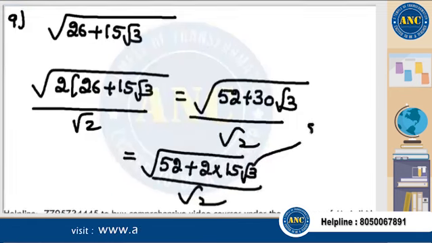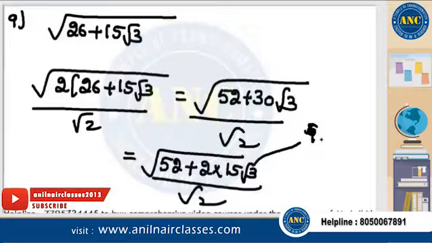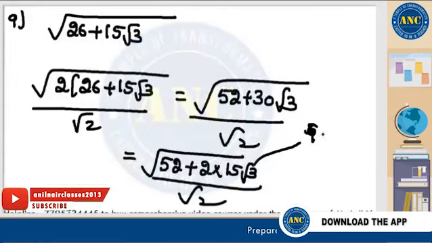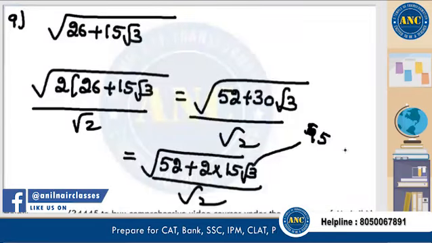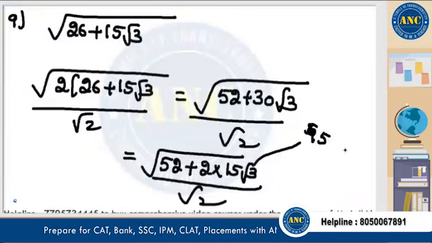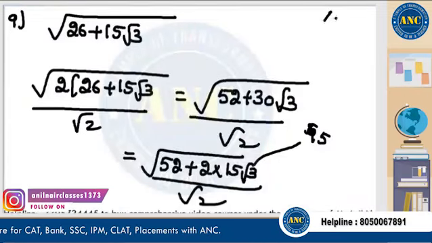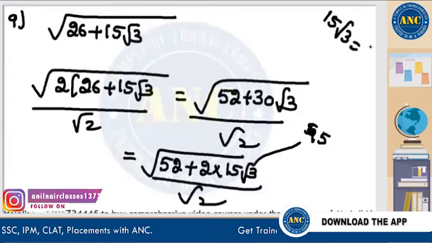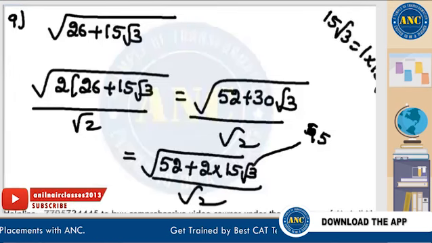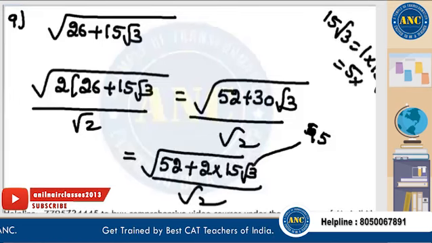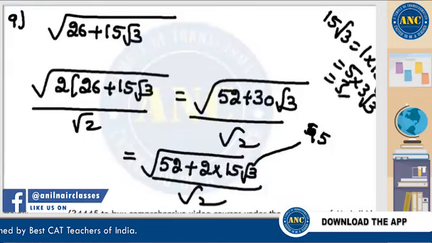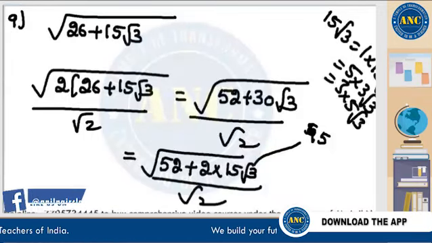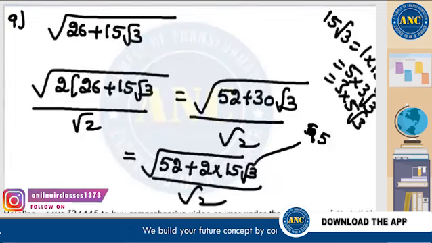So these factors are, so how much it will be? 5 into, can I take 5 into root 3? What are all the factors that I will get? 15 root 3. What are all the factors I will get? 1 into 15 root 3. Not possible. 5 into 3 root 3. 25 plus. Not possible. 3 into 5 root 3. Not possible. I hope it is clear.